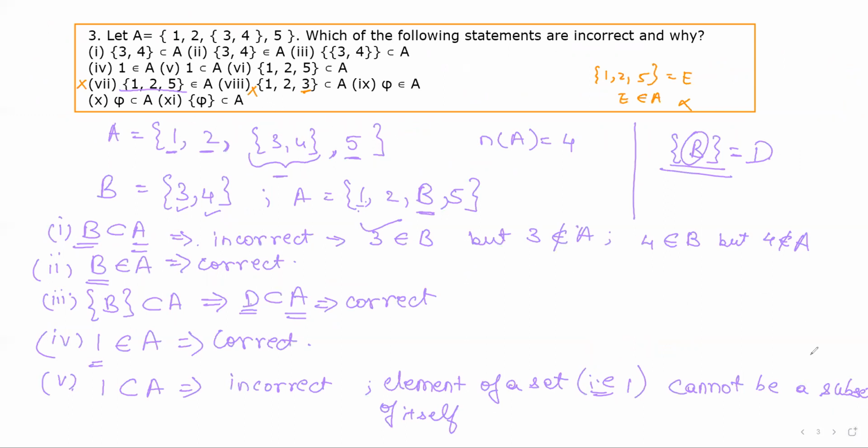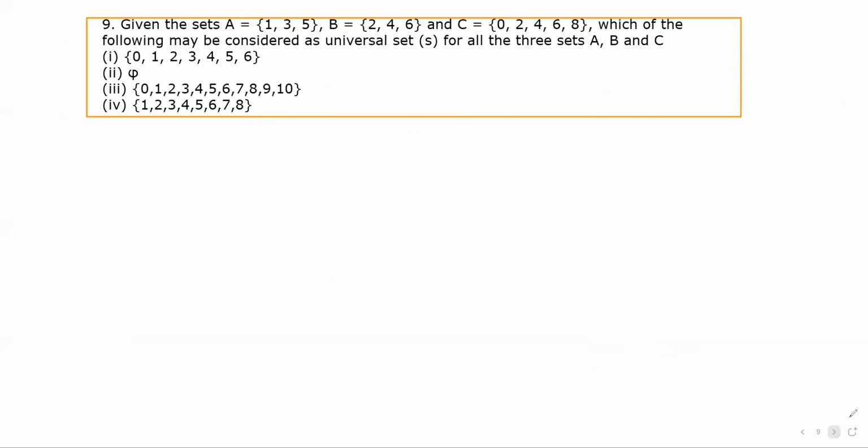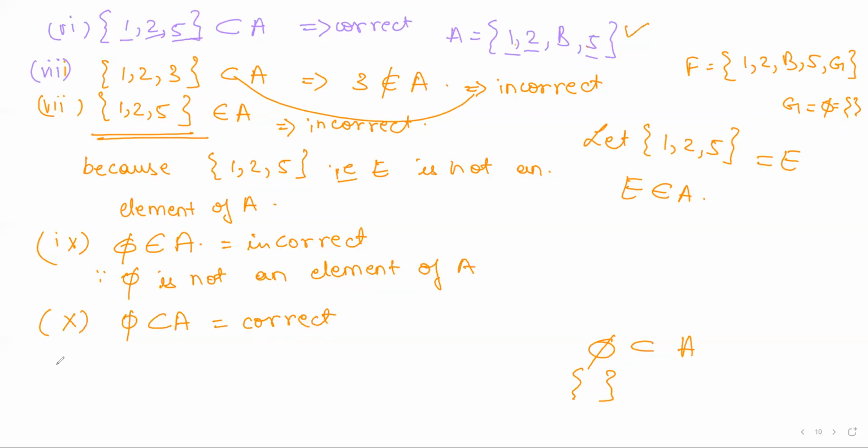Set of phi is a subset of A. Again, a set which has phi as its element is a subset of A only when phi, this element of the set, should be an element of A. We know that phi is not an element of A. So this is incorrect, and it's the same reason, since phi is not an element of A.